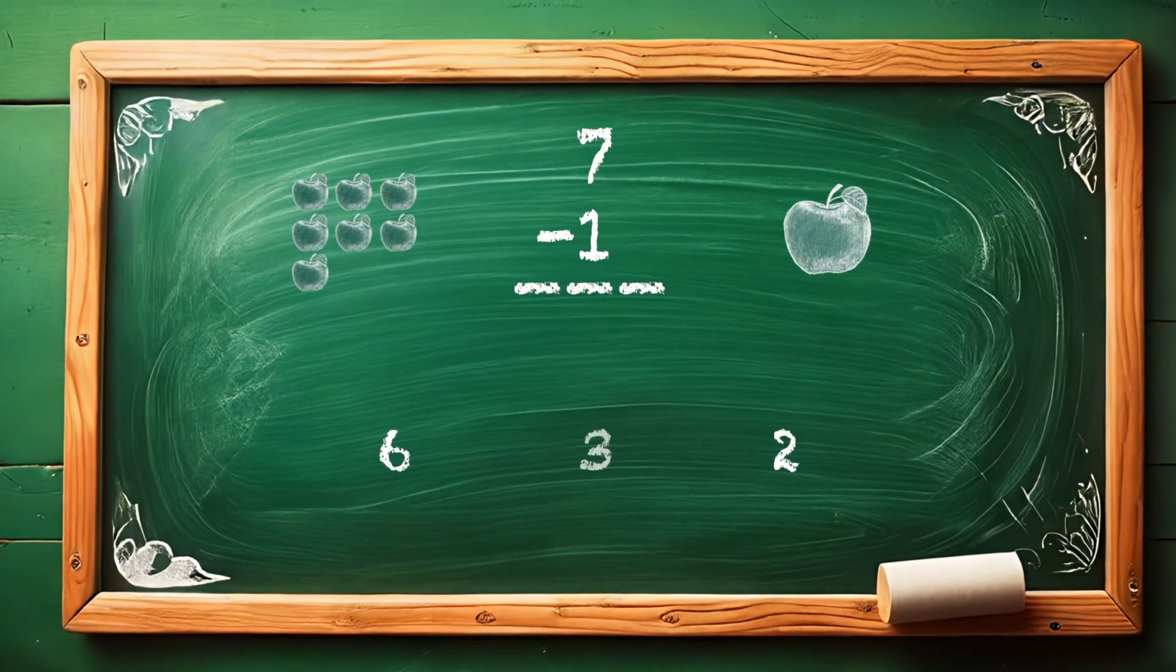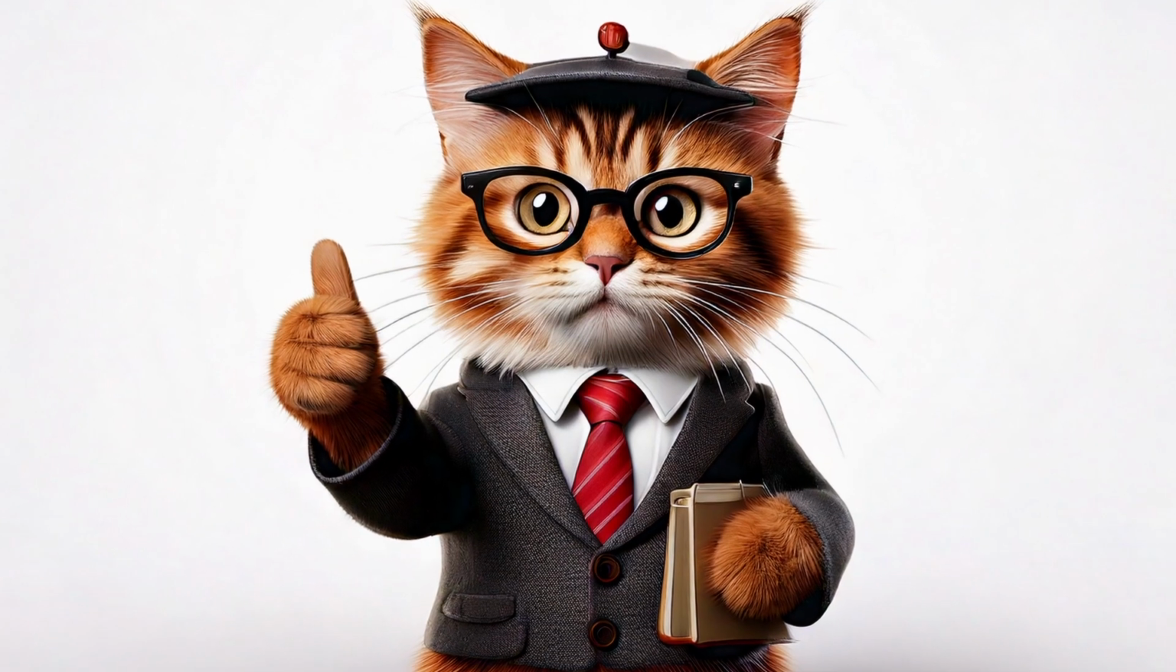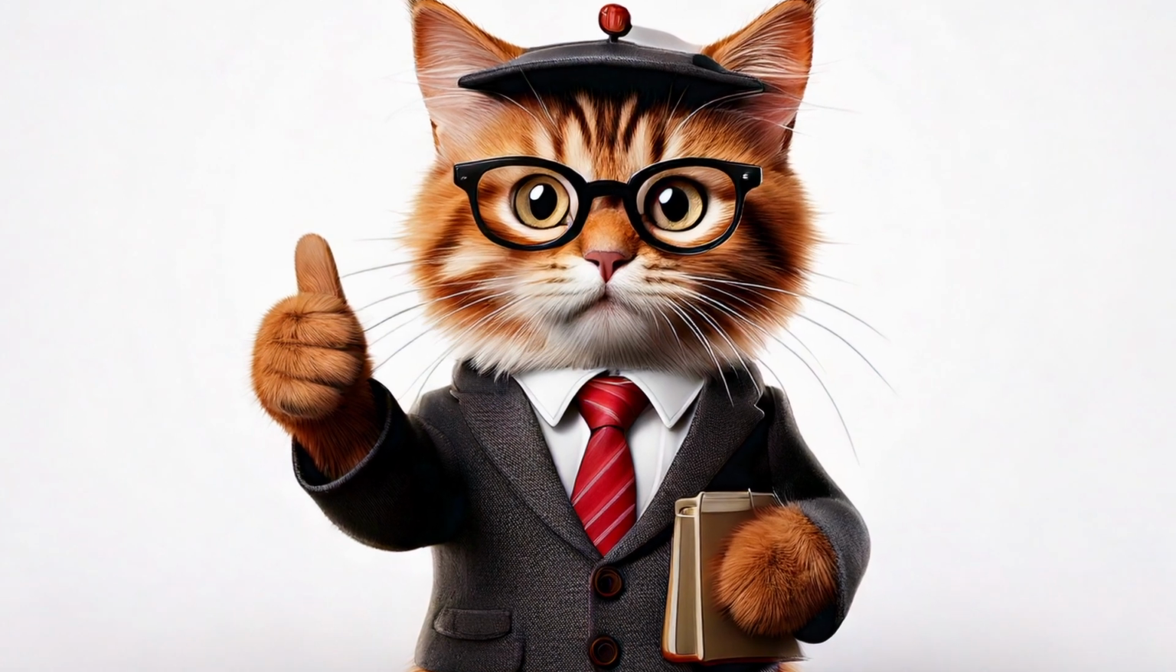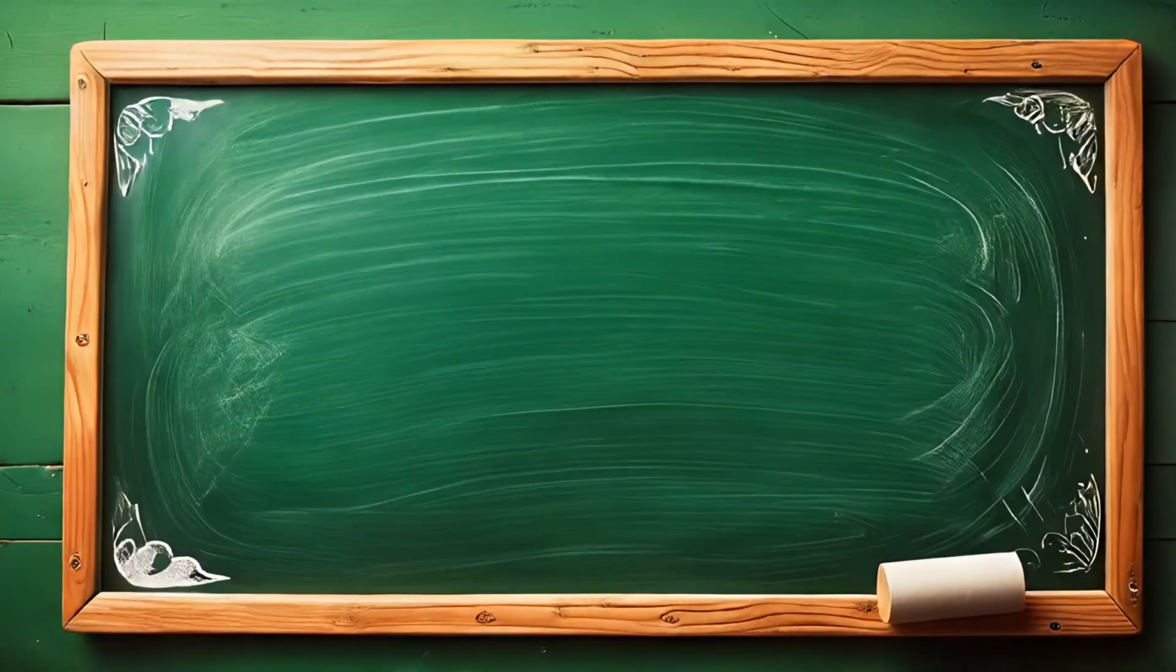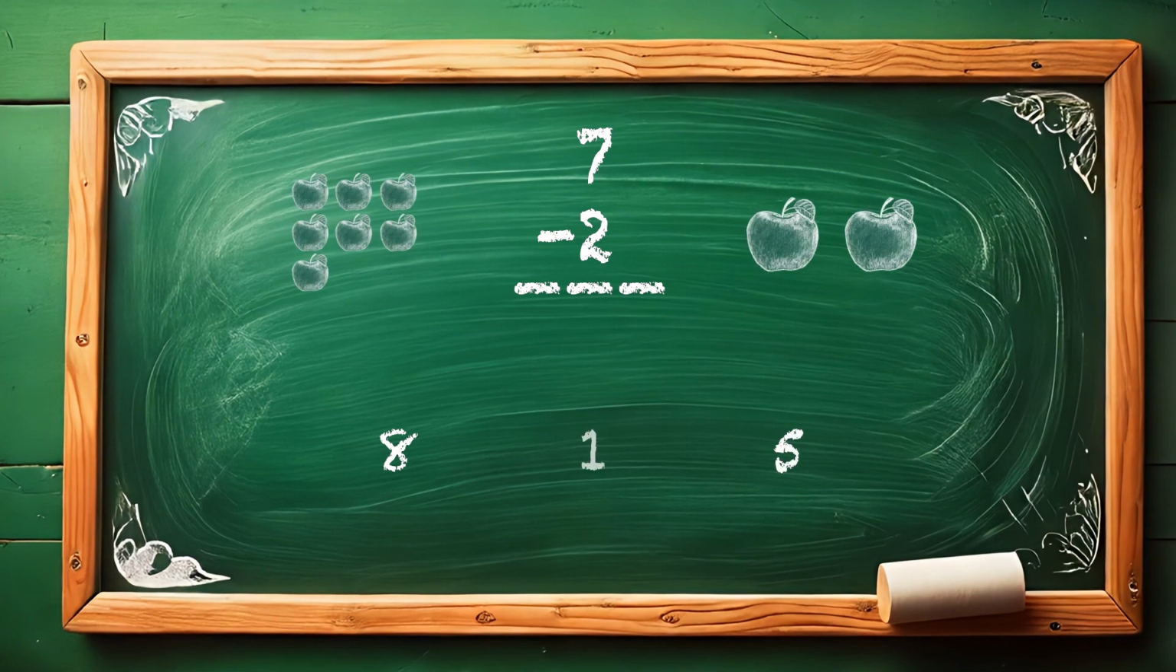If you have 7 apples and you take away 1, do you have 6 apples, 3 apples, or 2 apples left? 7 minus 1 equals 6. If you have 7 apples and you take away 2, do you have 8 apples, 1 apple, or 5 apples left? 7 minus 2 equals 5.